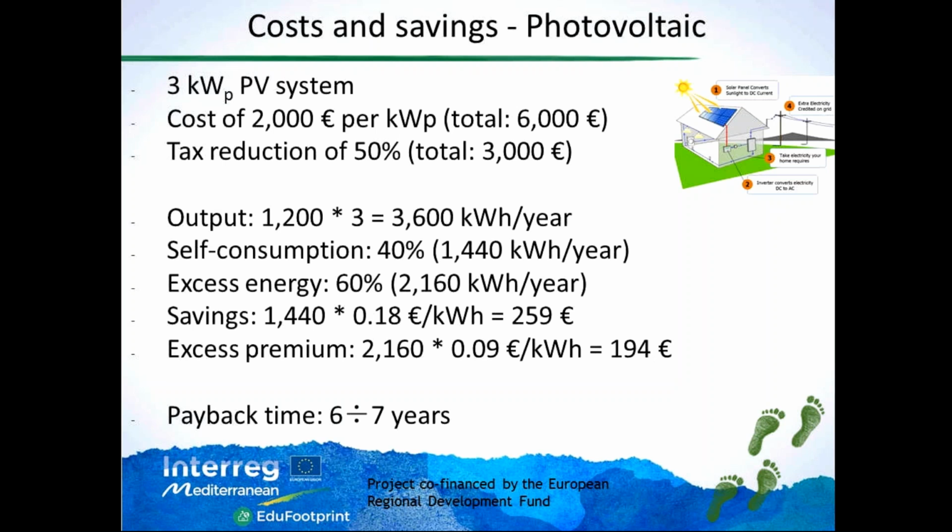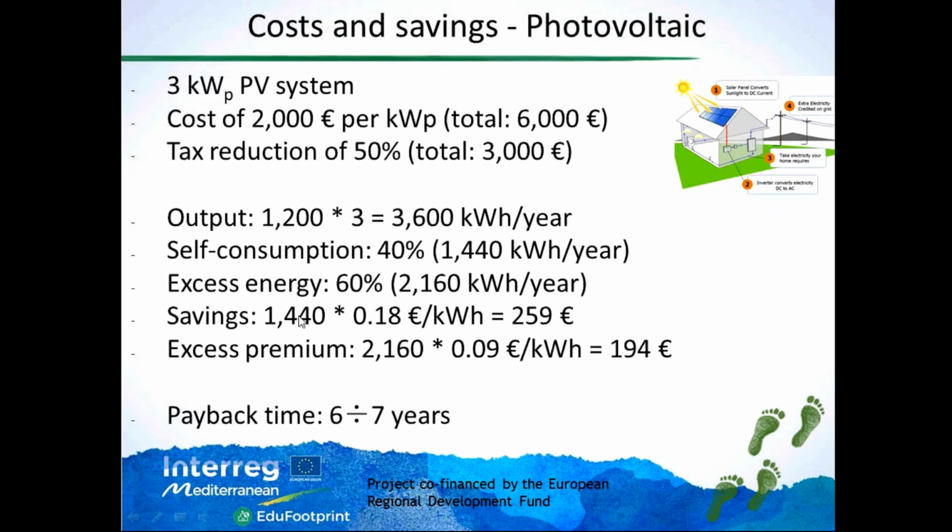So what are the savings? This, of course, depends on the economic conditions in the country, but let's put it like that. If I'm self-consuming PV electricity, for sure I'm not buying electricity from the grid. So the savings can be 1,440 kilowatt hours per year, which are self-consumed PV electricity, multiplied by the cost of the kilowatt hour I usually buy from the grid. So these are savings, and this is about 260 euros per year.